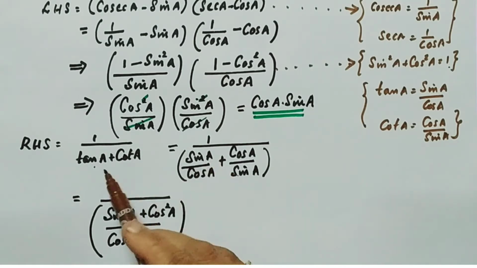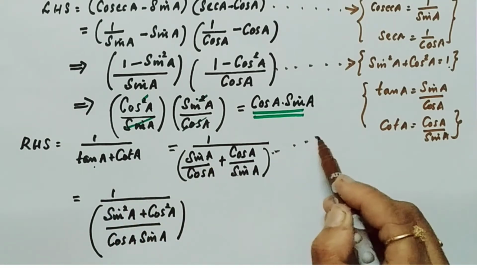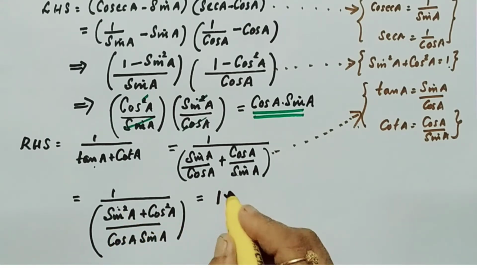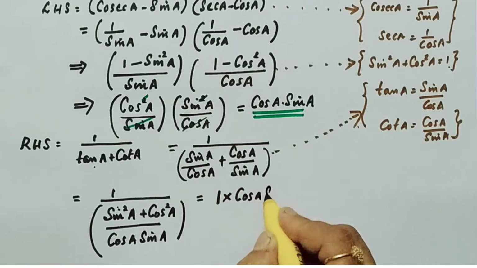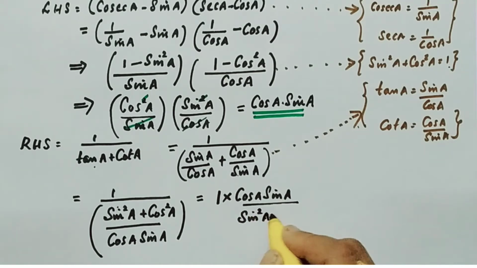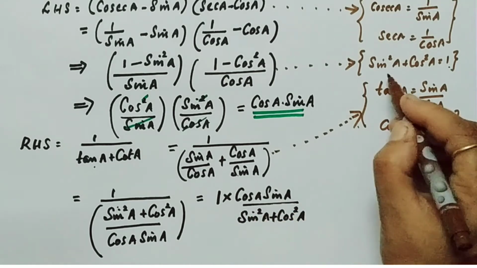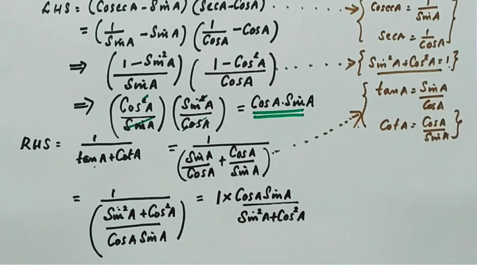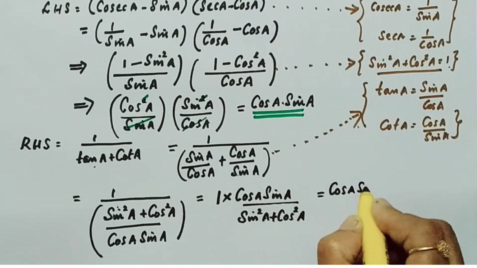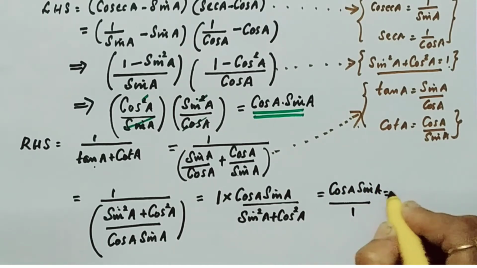In this step you apply the formula for tan A and cot A, as tan A equal to sin A by cos A and cot A equal to cos A by sin A. Again I am going to make the simplification. You know how to divide two fractions. Write the first fraction 1 as it is, take the reciprocal of the second and multiply. What is the reciprocal? Cos A sin A divided by sin square A plus cos square A. Sin square A plus cos square A equal to 1, so I am going to replace the value with 1. So cos A sin A divided by 1, which is cos A sin A.